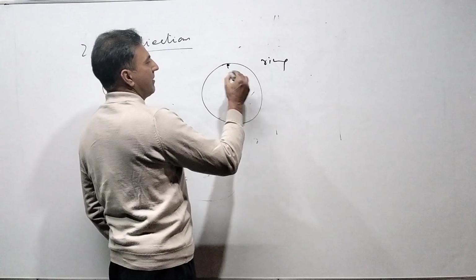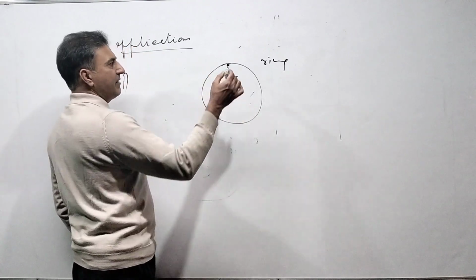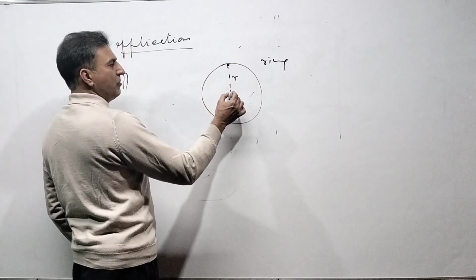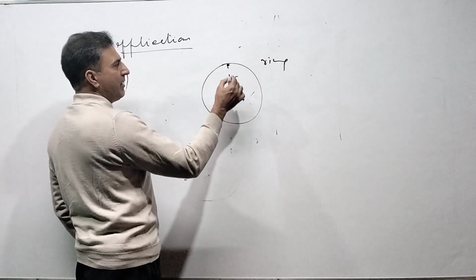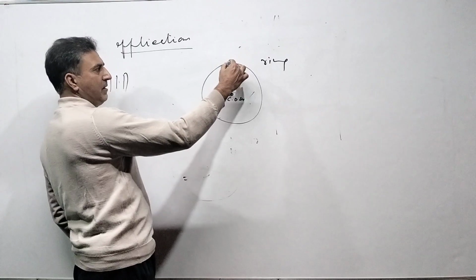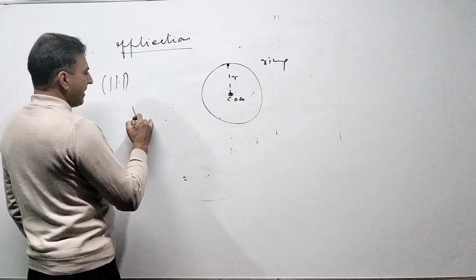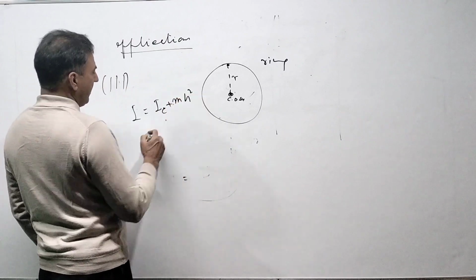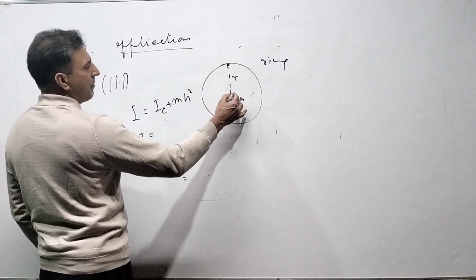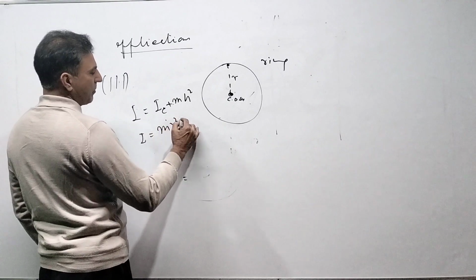This is R, this is the axis, and this is the new axis. About this axis, you know the moment of inertia. It is a ring, so you know it is mr square, but we need the moment of inertia about this new axis. So it is again I is equal to IC plus mh square. What is IC about this? That's mr square, that's what we know.